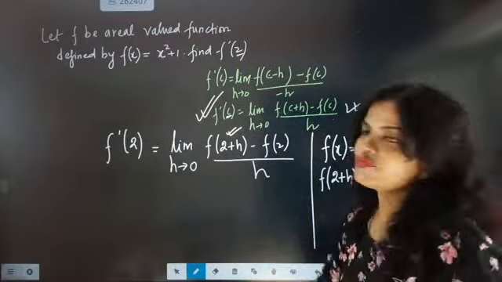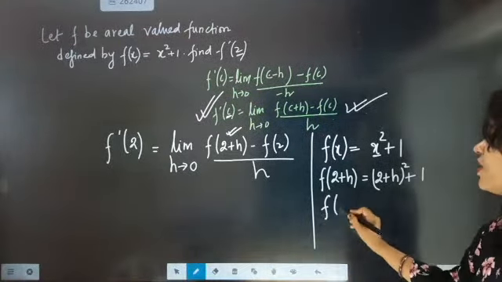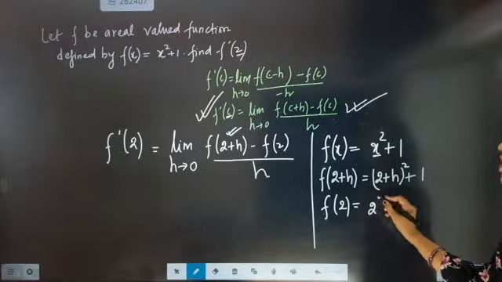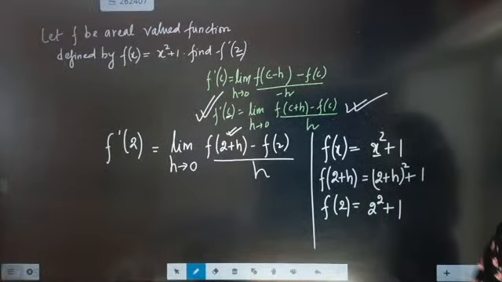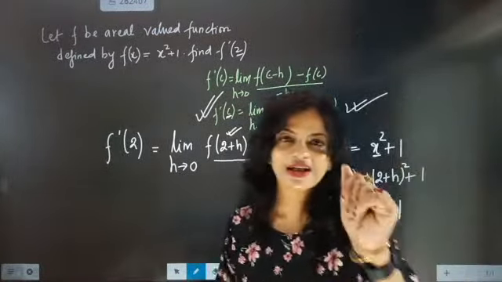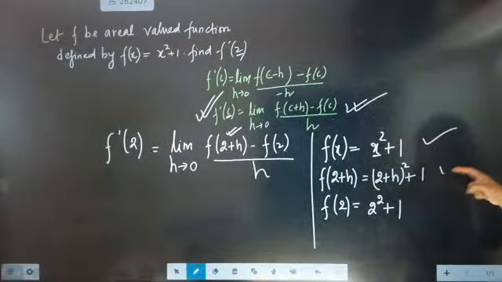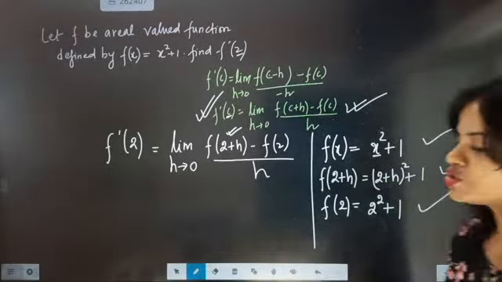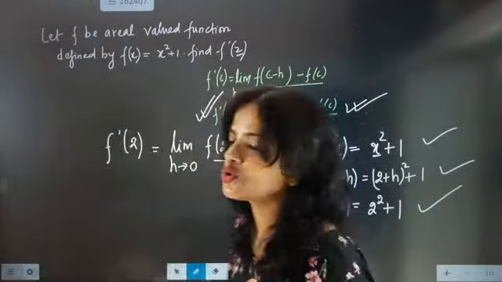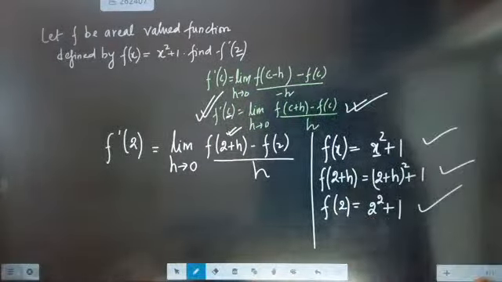Now f(2). F(2) means wherever x is there, you have to put 2, so 2 square plus 1. I want everyone to say whether you have understood this part or not. This is exactly the crack point. If you crack this part, it is over. This is called killing the question, killing the story in one shot itself.